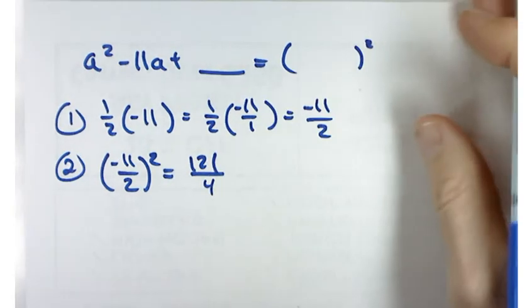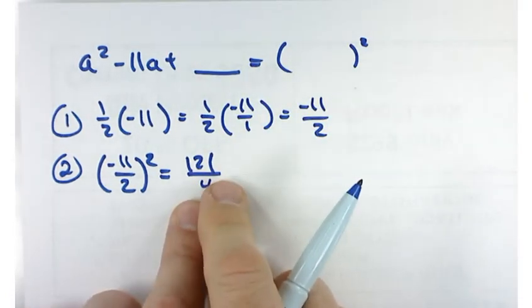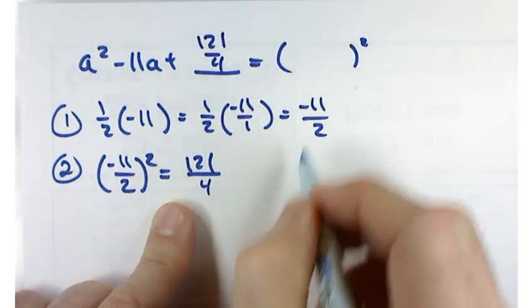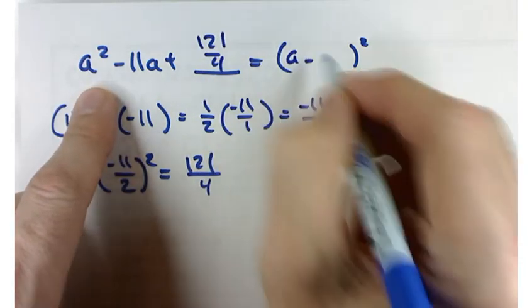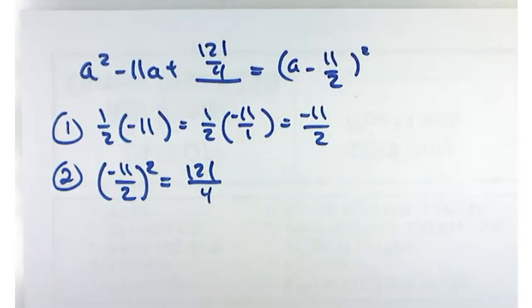So, let's see. The 121 over 4 goes here. And then a minus 11 over 2 goes there. That's as hard as they're going to get on Newton. I looked through a lot of homework problems, and that's as hard as they're going to get. So we're looking good on that one.